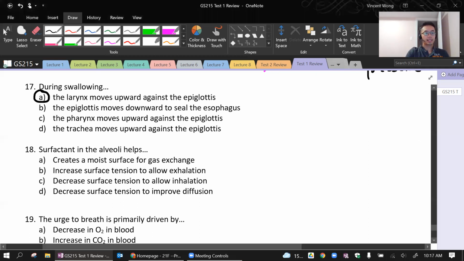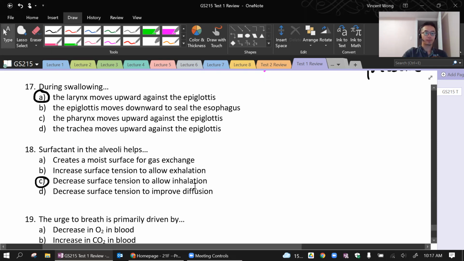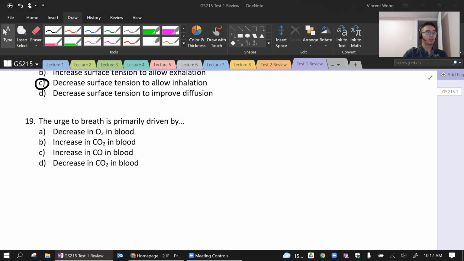Correct answer is C. Okay, remember, the surfactant is an oily substance that is secreted by the septal cells in the lungs, and their function is to break the surface tension. Surface tension is what's squeezing the alveoli, right? So by breaking the surface tension, it allows the lungs to be more compliant, higher compliance, right? And that helps with the inhalation. Okay, last one should be fairly straightforward. Go ahead and try that out.